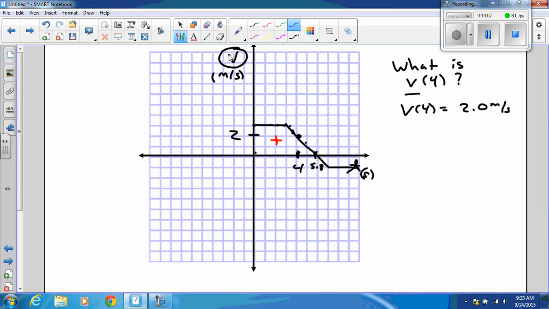Likewise, all of the values of velocity from 5.8 and beyond are negative. They're below the axis. And then right here at 5.8, we'll call it a critical point. The velocity at 5.8 is 0.